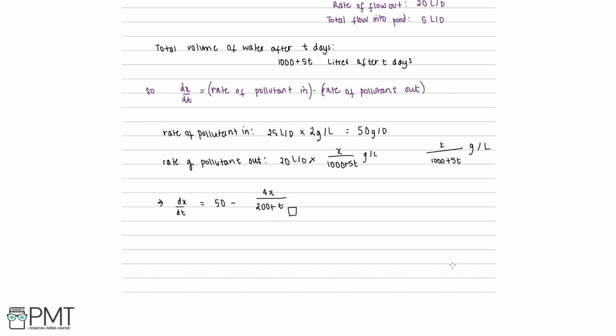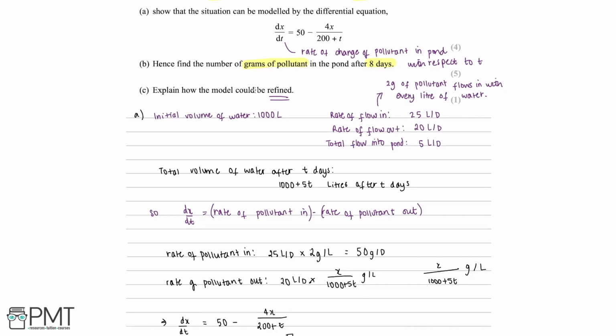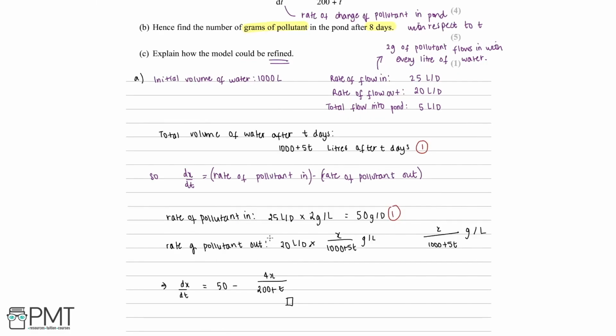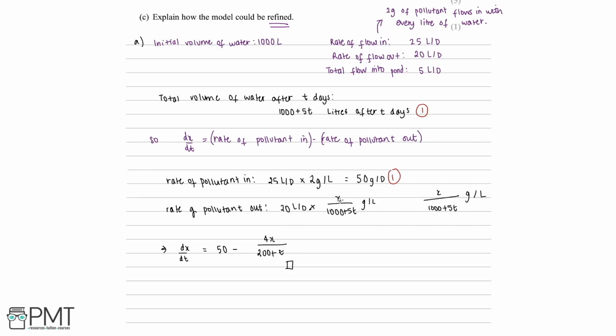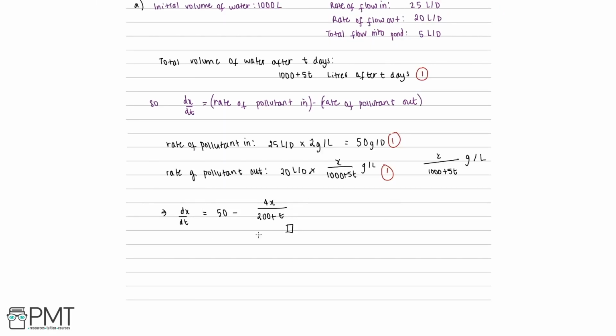For part A, you get 1 mark for noticing that the total volume of water after t days is 1,000 plus 5t litres. You get another mark for noticing that the rate of pollutant in will be 25 litres per day multiplied by 2 grams per litre. You get another mark for noticing that the rate of pollutant out will be 20 litres per day multiplied by x over 1,000 plus 5t grams per litre. And you get your final accuracy mark for arriving at the correct conclusion.